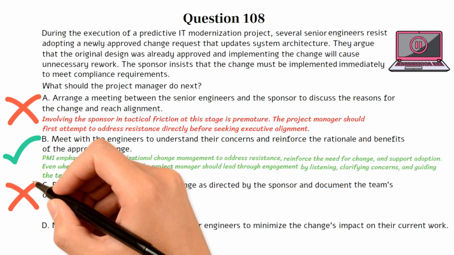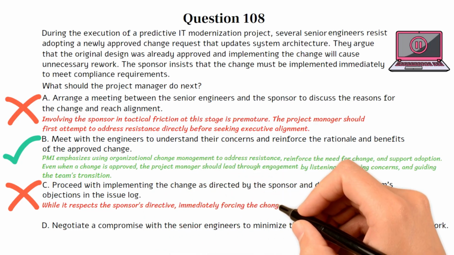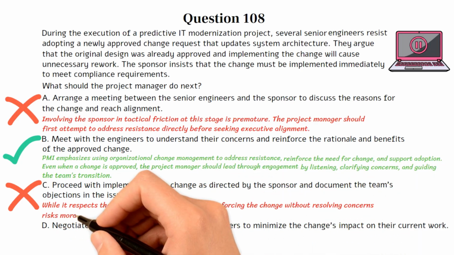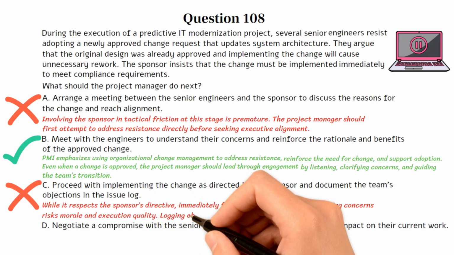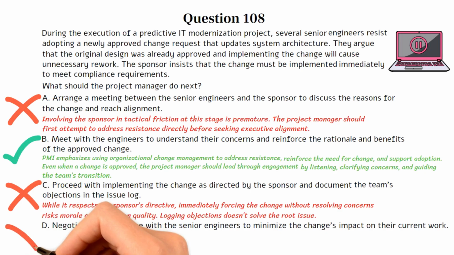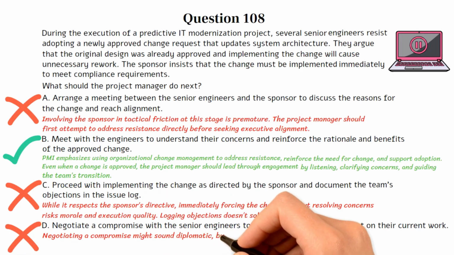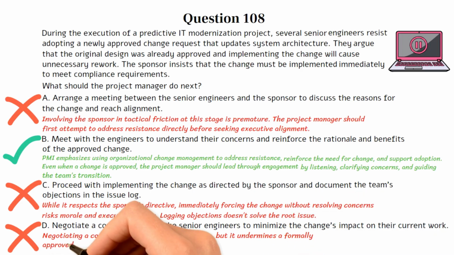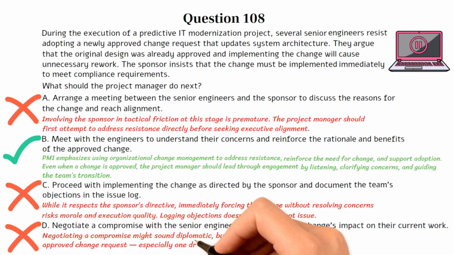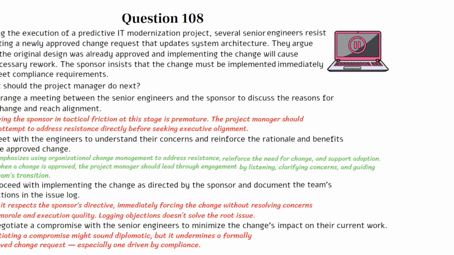Choice C is incorrect. While it respects the sponsor's directive, immediately forcing the change without resolving concerns risks morale and execution quality. Logging objections doesn't solve the root issue. Choice D is incorrect. Negotiating a compromise might sound diplomatic, but it undermines a formally approved change request, especially one driven by compliance. Let's move on to the next question if you're ready.